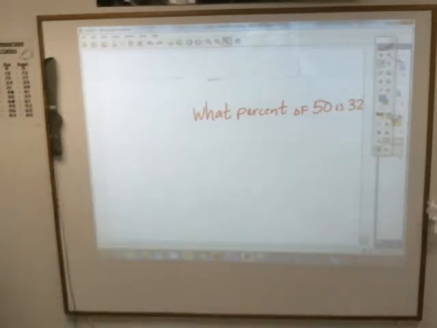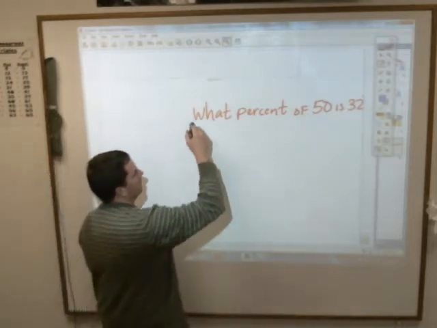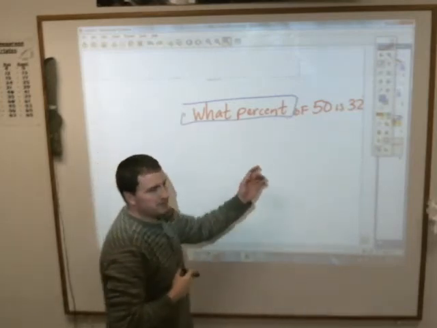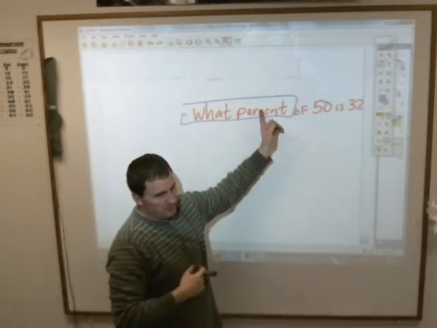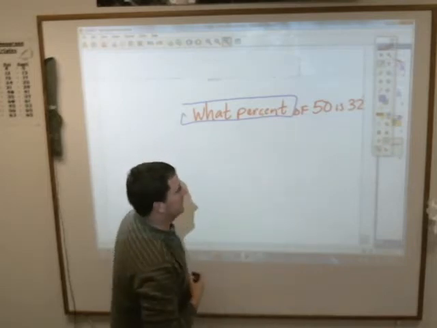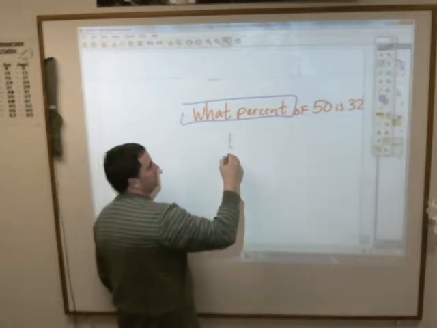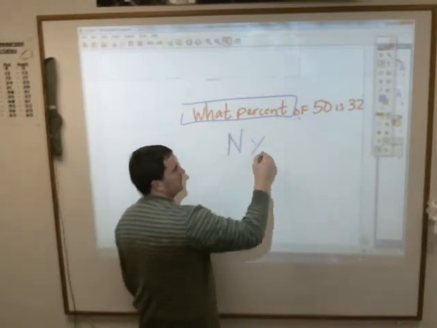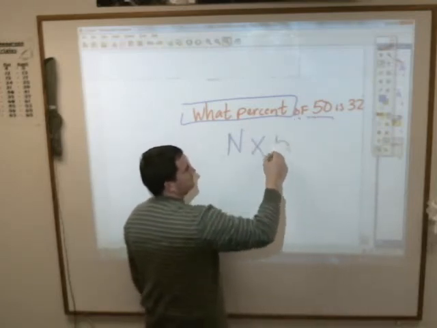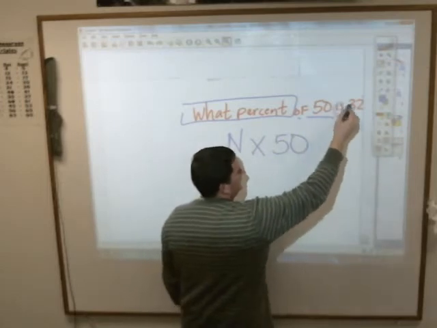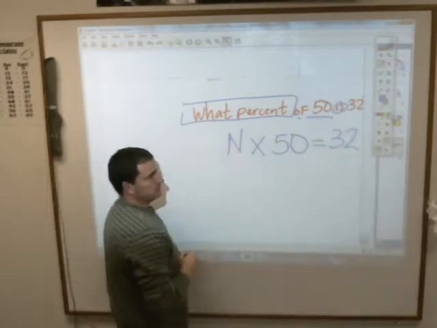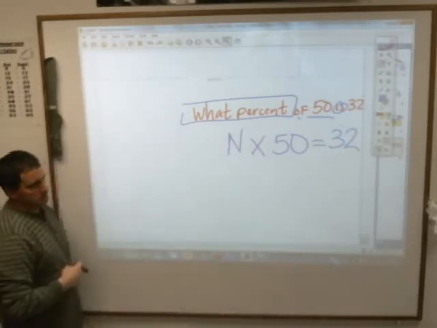Okay, it's an English sentence. If you can turn it into a math equation, you can solve that. What percent, first of all, tells you that your answer needs to be in percent form, so you're going to need to change it to a percent in the end. But that's what I don't know. The word of means times. 50 is equals 32. There is my equation.